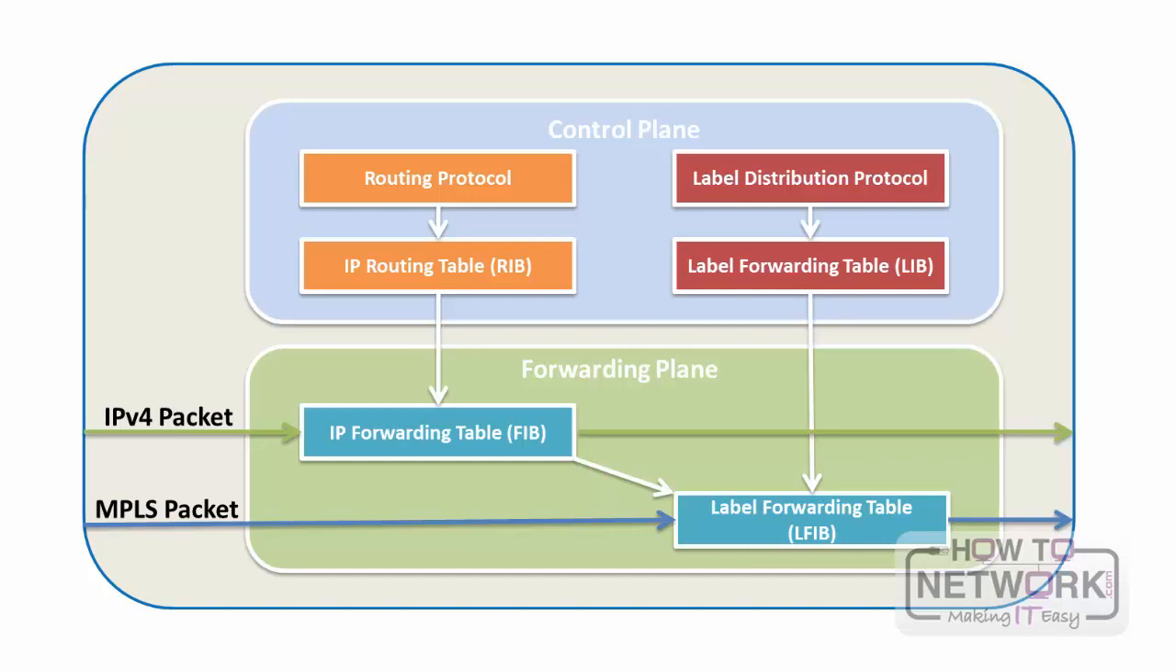CEF contains a FIB, or forwarding information base, that is a copy of the routing table information in the cache memory and is used for quick forwarding. MPLS contains a label forwarding information base, LFIB, which is for label-based traffic exchange. The term forwarding equivalence class describes a class of packets that receives the same forwarding treatment, that is, traffic forwarded based on a specific quality of service marking through the service provider cloud.